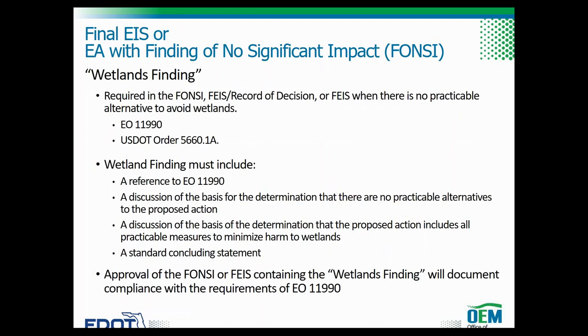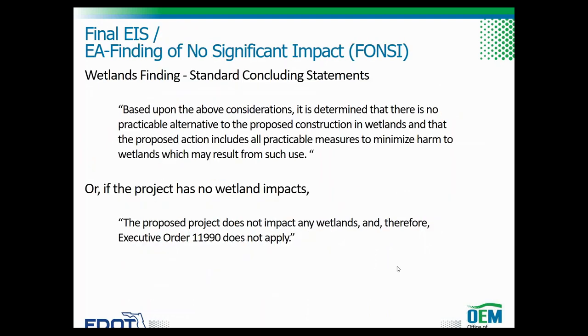The finding must include a reference to Executive Order 11990, summarize the basis for the determination that there are no practicable alternatives to the proposed action, summarize the basis of the determination that the proposed action includes all practicable measures to minimize harm to wetlands, and a standard concluding statement. There are two standard concluding statements. The first is for any project that has unavoidable wetland impacts.